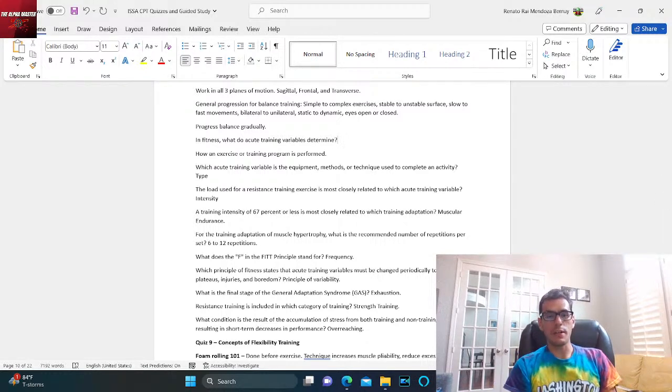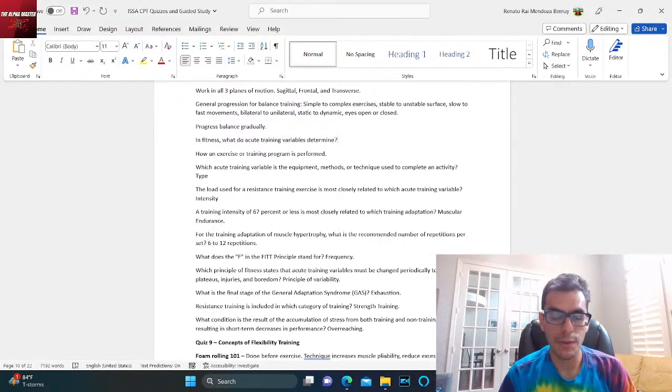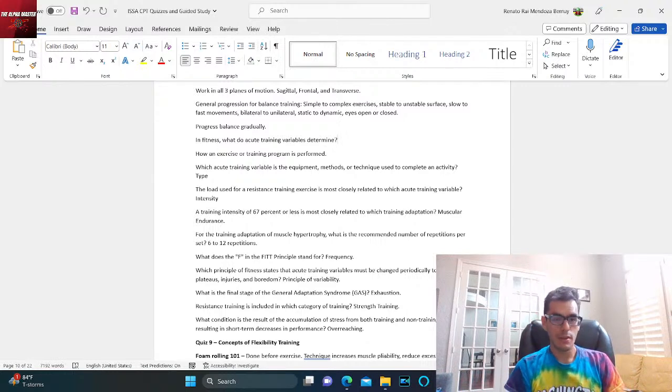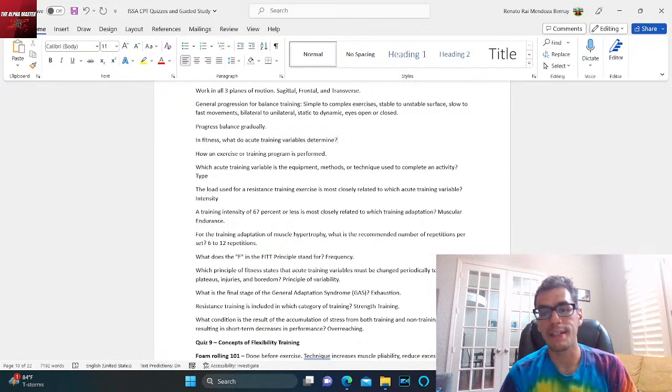Acute training variables determine how an exercise or training program is performed. The equipment, methods, or techniques used to complete an activity is going to be type. The load used for a resistance training exercise is most closely related to intensity. A training intensity of 67% or less is most closely related to muscular endurance.